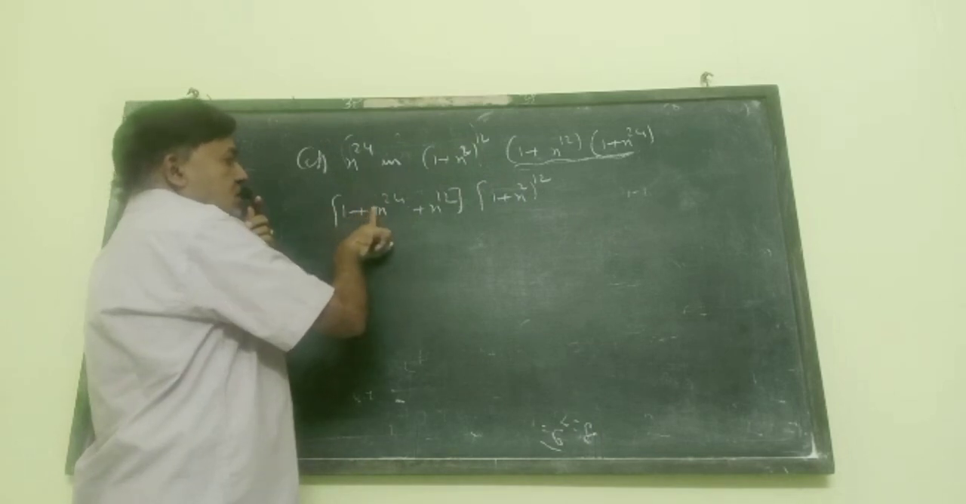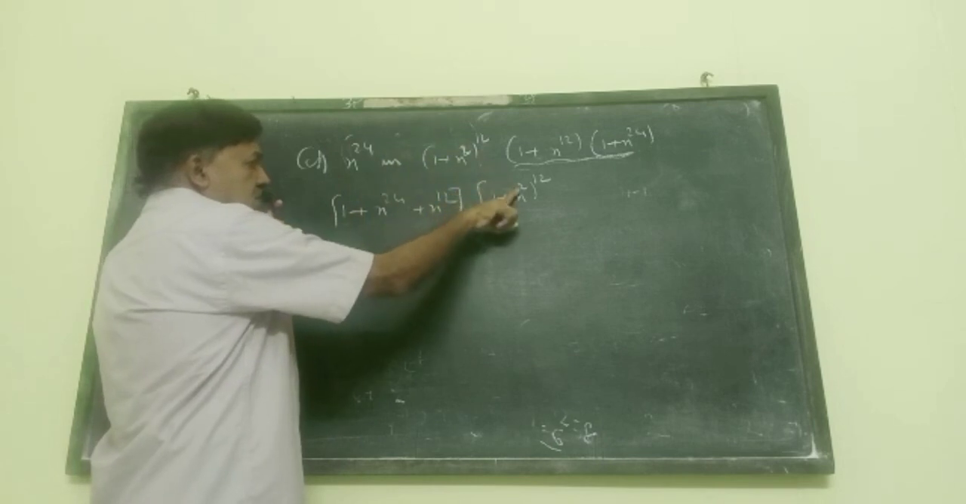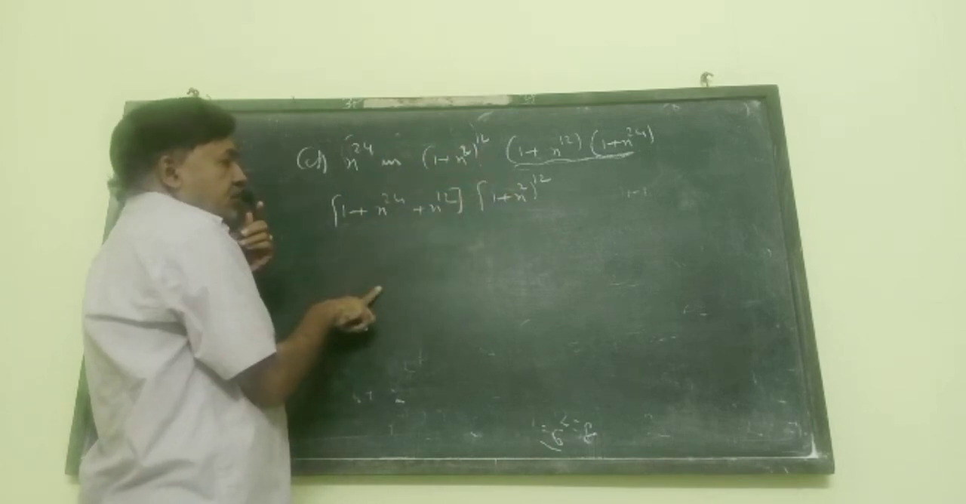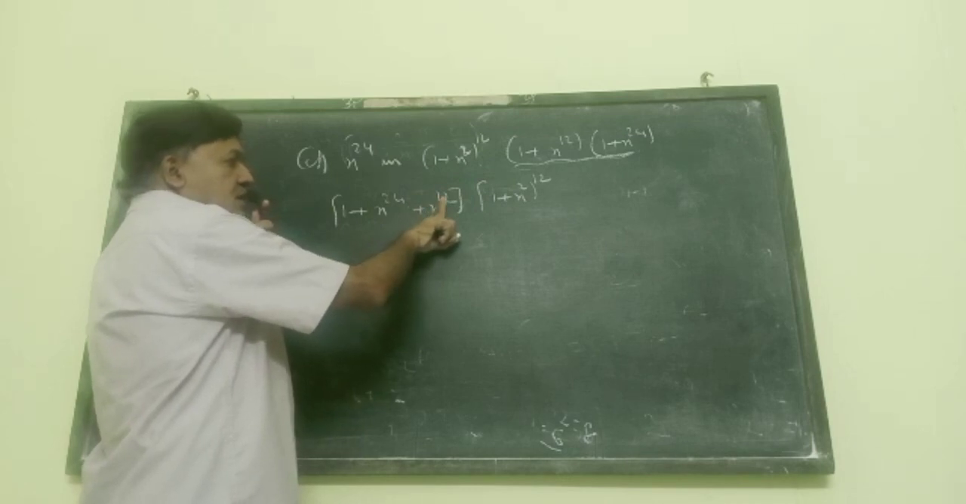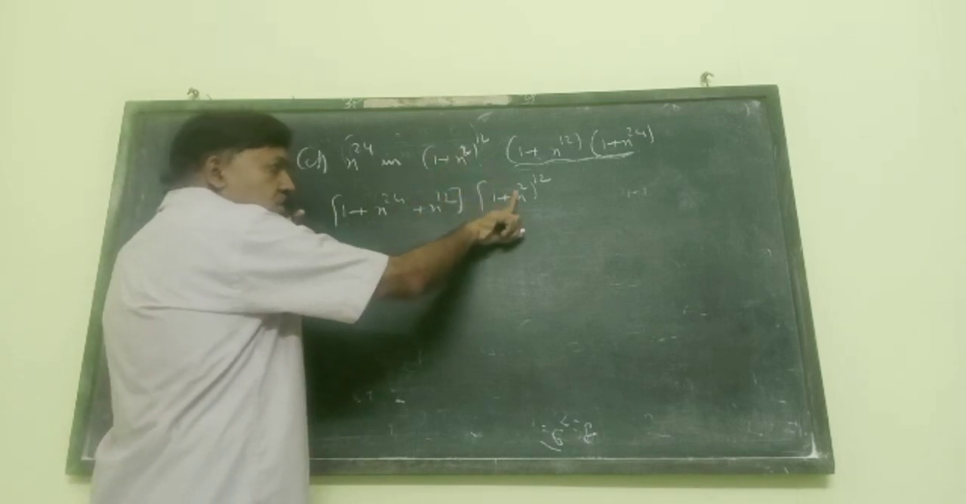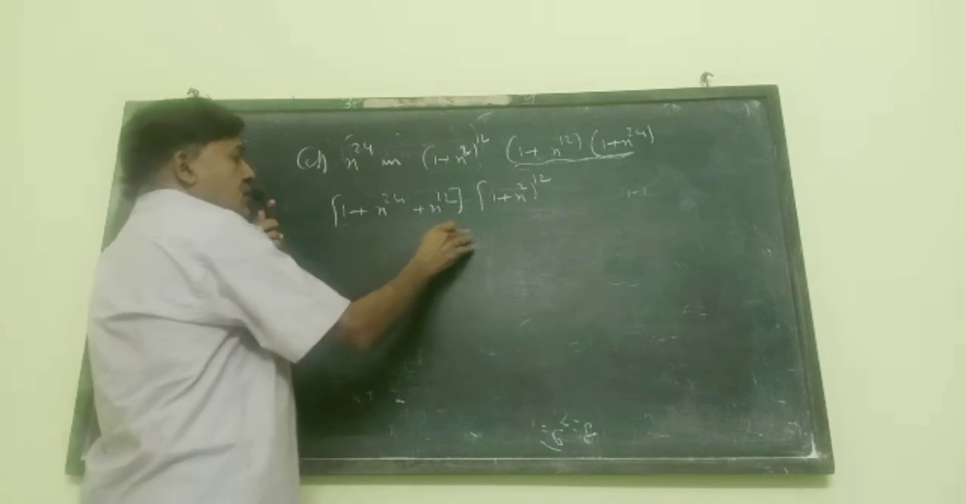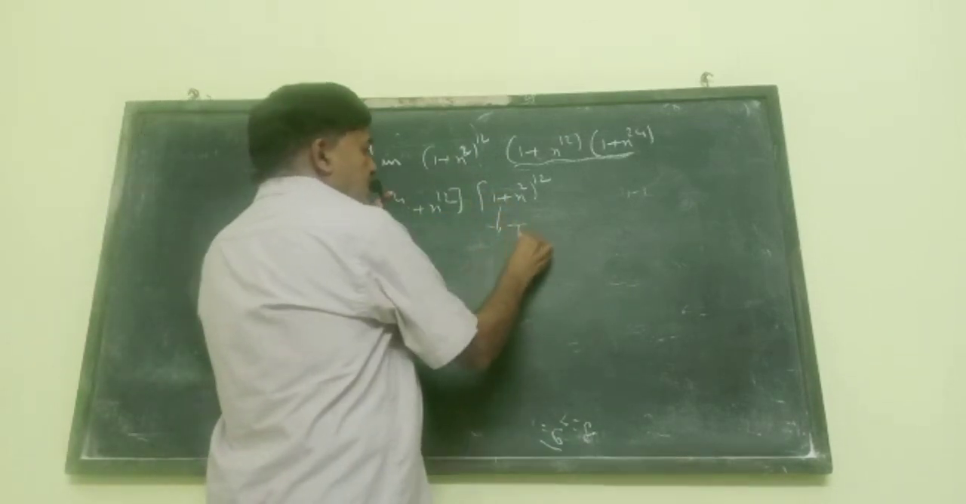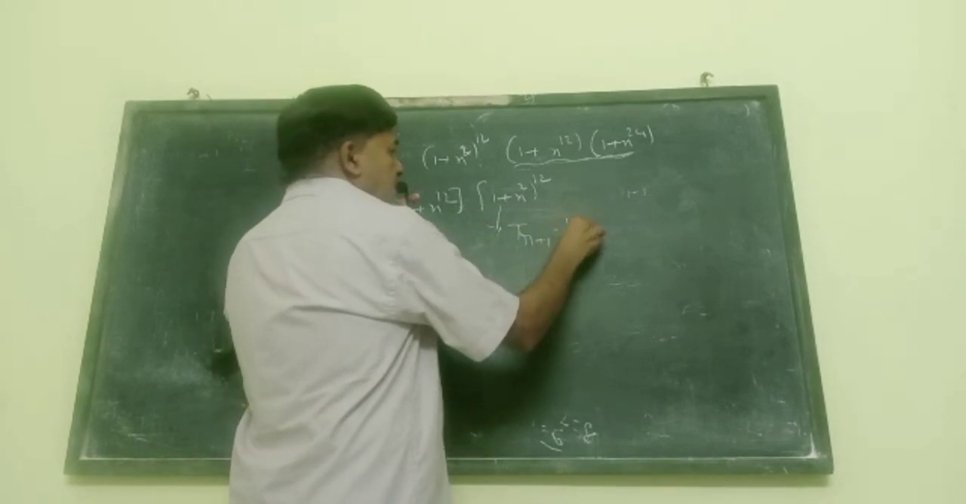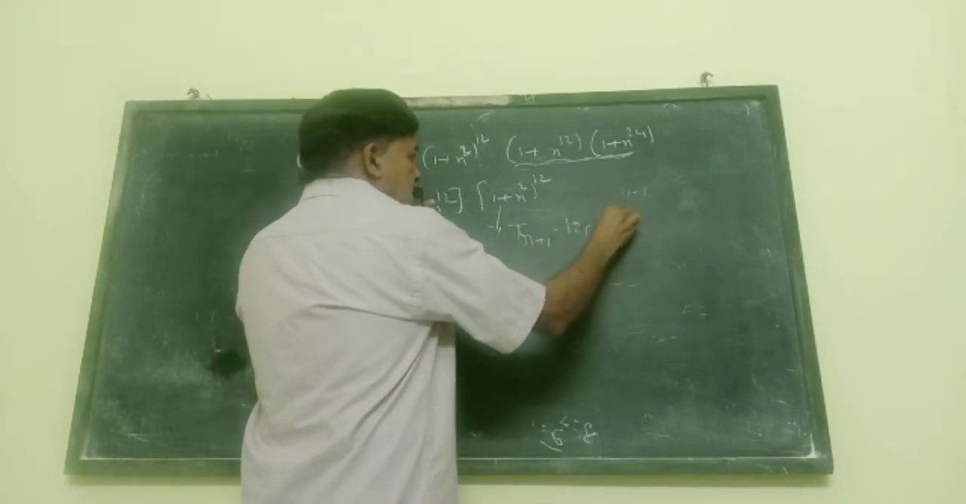Next, 1 into x power 24 is there. Therefore, you have to find out what x power 0 means, the constant. Next, 1 into x power 12 is there. So, you have to find out the x power 12 coefficient here. So, first you write down the general term in this. The general term in this is given by 12CR x to the power of 2R.